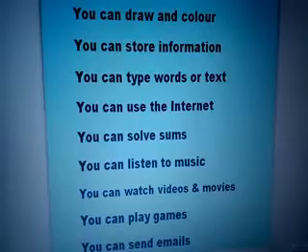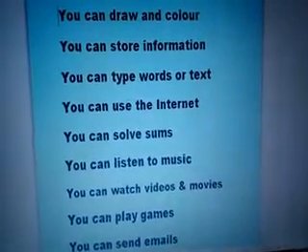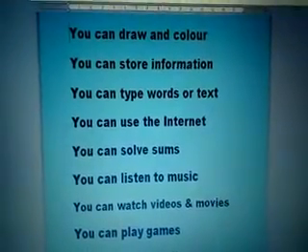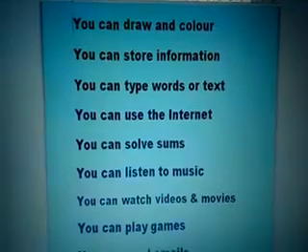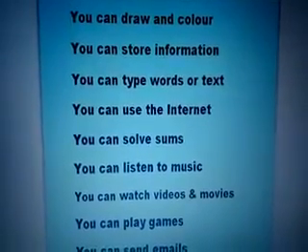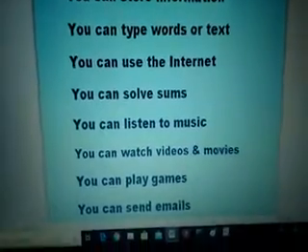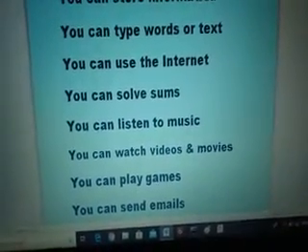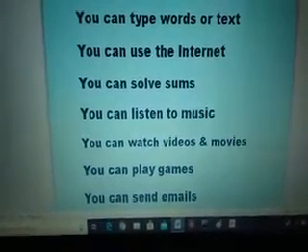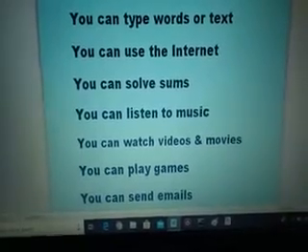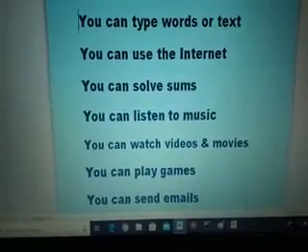Now a quick recap. These are the things you can do on the computer. You can draw and color, you can store information, you can type words or text, you can use the internet, you can solve sums, you can listen to music, you can watch videos and movies, you can play games, you can send emails. All these things you can do on the internet.